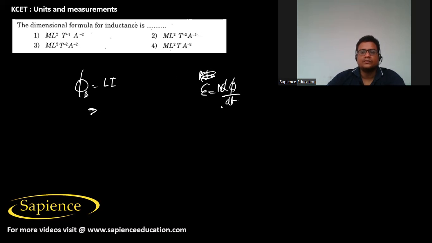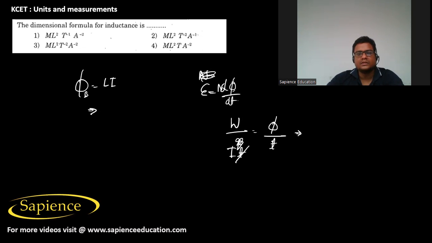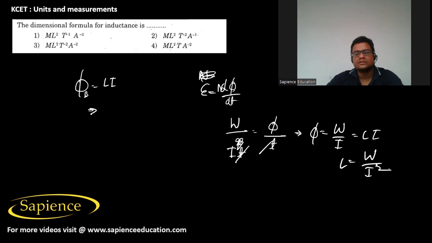So now voltage means work done by charge, W by Q. So that is equal to phi by T. And Q equals I into T. So T and T will cancel. So phi equals W by I, which is equal to L i. So L will be W by I square. Okay. Where W is the work done.